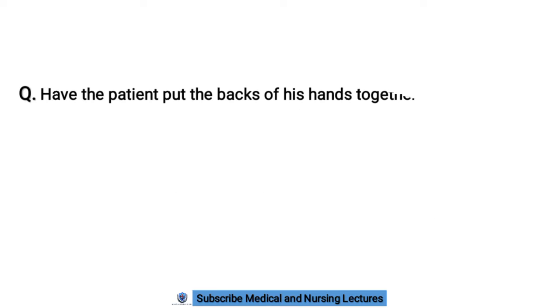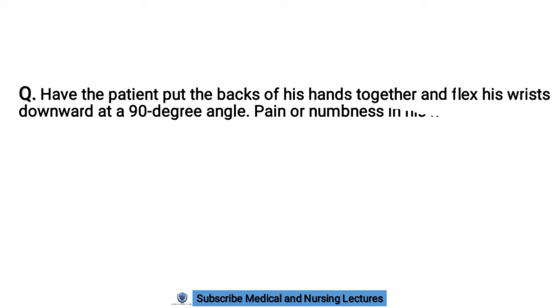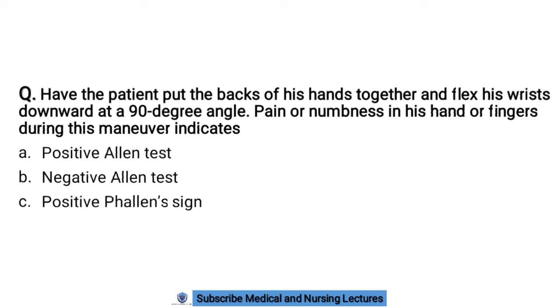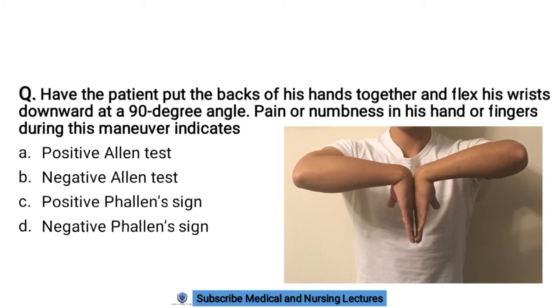Another question: have the patient put the backs of his hands together and flex his wrists downward at a 90 degree angle. Pain or numbness in his hand or fingers during this maneuver indicates: option A, positive Allen test; option B, negative Allen test; option C, positive Phalen sign; option D, negative Phalen sign. You can see in the picture, we ask the patient to flex downward at a 90 degree angle. If the patient has pain and numbness within 1 minute, we say that the patient has a positive Phalen sign. Here the correct option is option C.